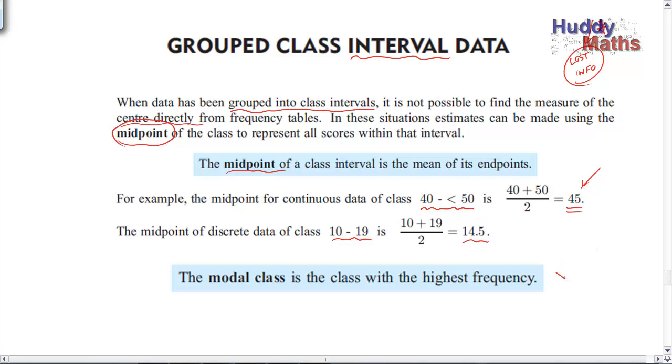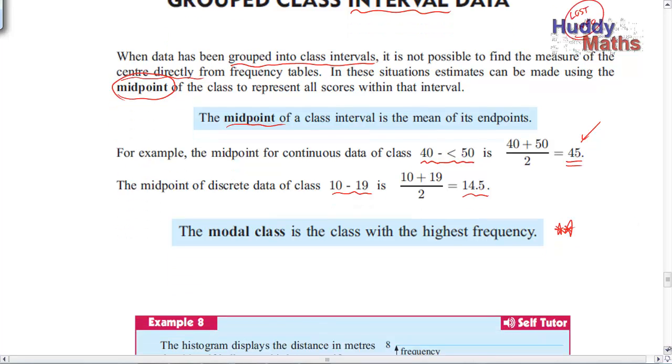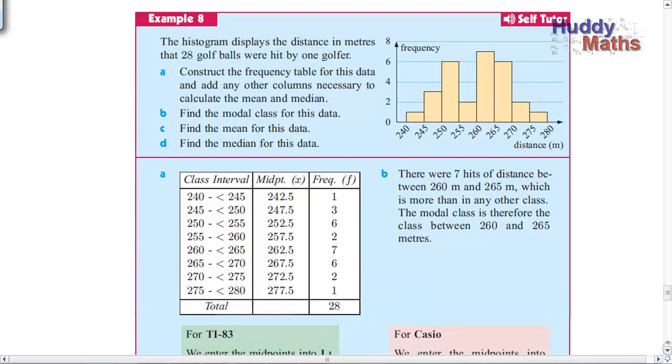Just remember, a revision here: the modal class is the class with the highest number occurring in it, the mode. All right, come down now. Are you ready to have a go? Let's look at an example here from Hayes and Harris. Here's a histogram, and we're going to ask you to read off.